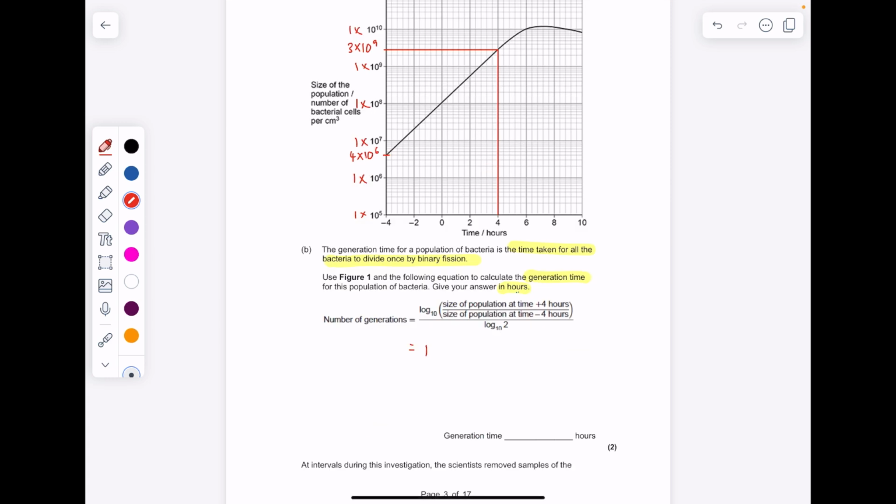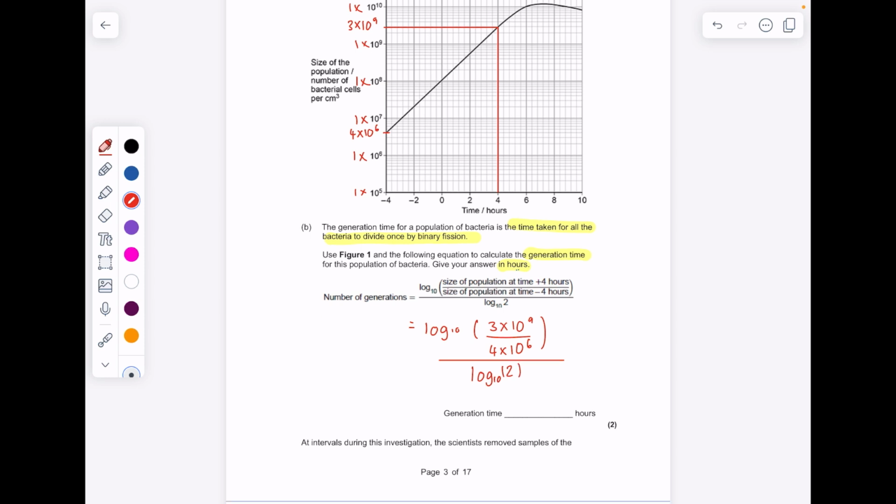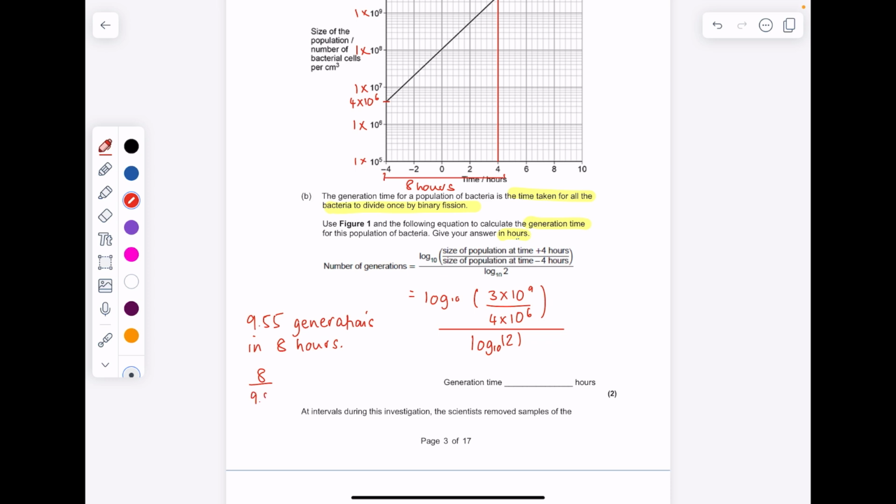So I can now start subbing in my values. Number of generations is log to the base 10 of 3 times 10 to the 9, divided by 4 times 10 to the 6, divided by log to the base 10 of 2. So you just need to use your calculator really carefully here. And what that will tell you is that you have 9.55 generations, but just keep an eye on that time frame. This, remember, was a total of 8 hours. So how do we work out the generation time? We just need to do 8 divided by 9.55 to get 0.84 hours per generation. Really stinky question.